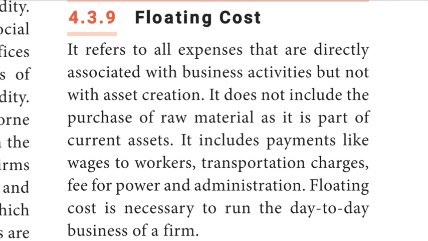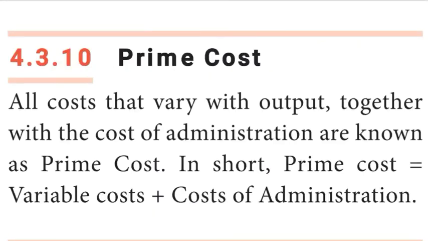Next, floating cost. It refers to all expenses that are directly associated with business activities but not with asset creation. It does not include the purchase of raw material as it is part of current asset. It includes payments like wages to workers, transportation charges, fee for power and administration. Floating cost is necessary to run the day-to-day business of a firm. Next, prime cost. All costs that vary with output together with the cost of administration are known as prime cost. In short, prime cost is equal to variable cost plus cost of administration.